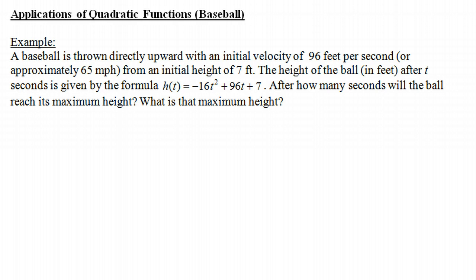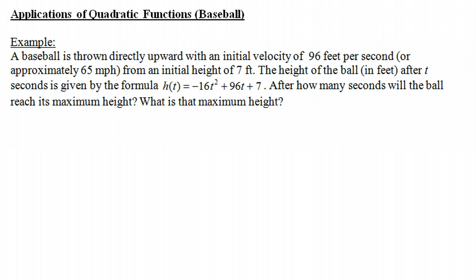A baseball is thrown directly upward with an initial velocity of 96 feet per second, and just to give you a feel of about how fast that is, that's about 65 miles per hour, from an initial height of 7 feet. The height of the ball in feet after t seconds is given by the formula h of t equals negative 16t squared plus 96t plus 7.